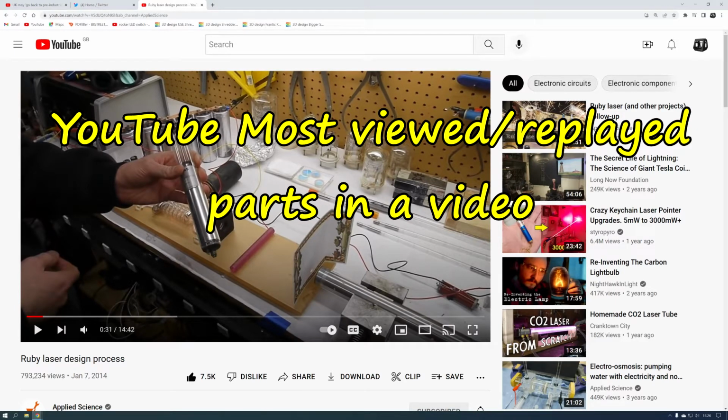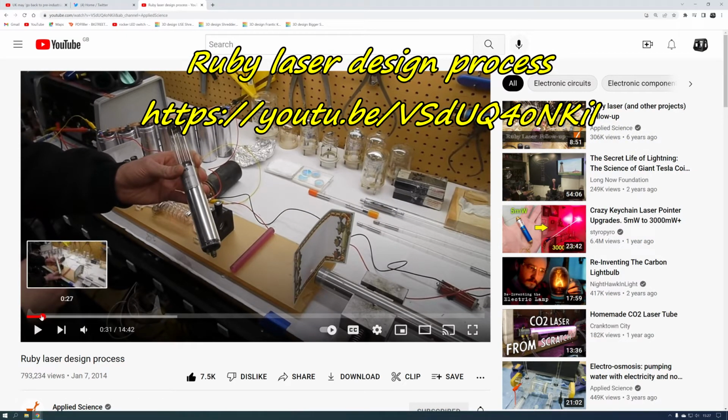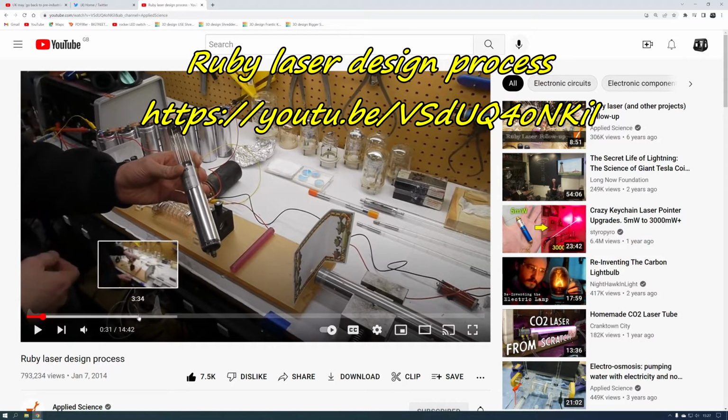Hi there, I was watching this video, Ruby design process. It's about making a Ruby laser, I believe. And I clicked on this sort of timeline here, I don't know what to call it. And I noticed this bump here.